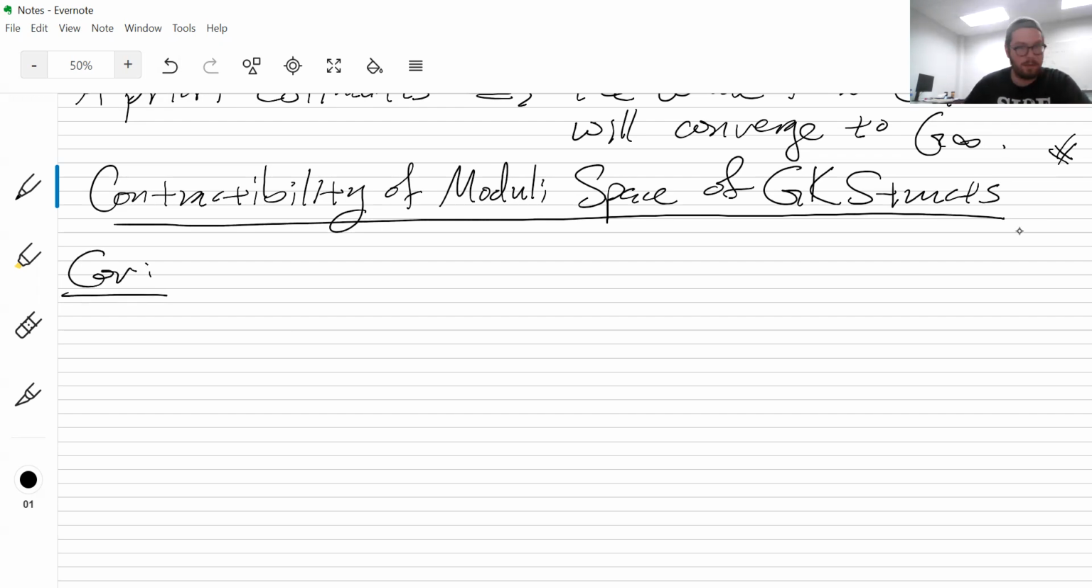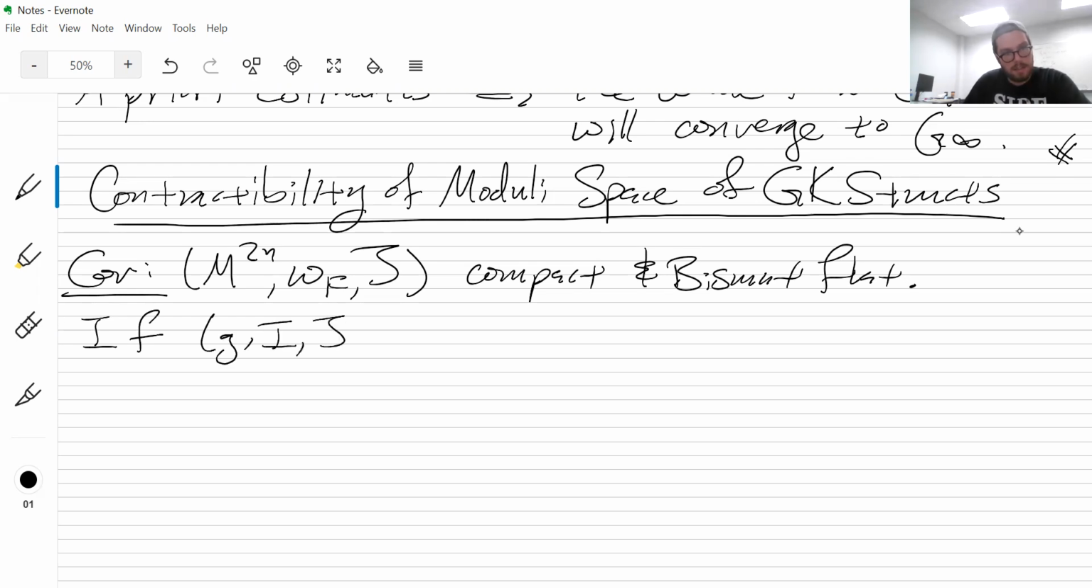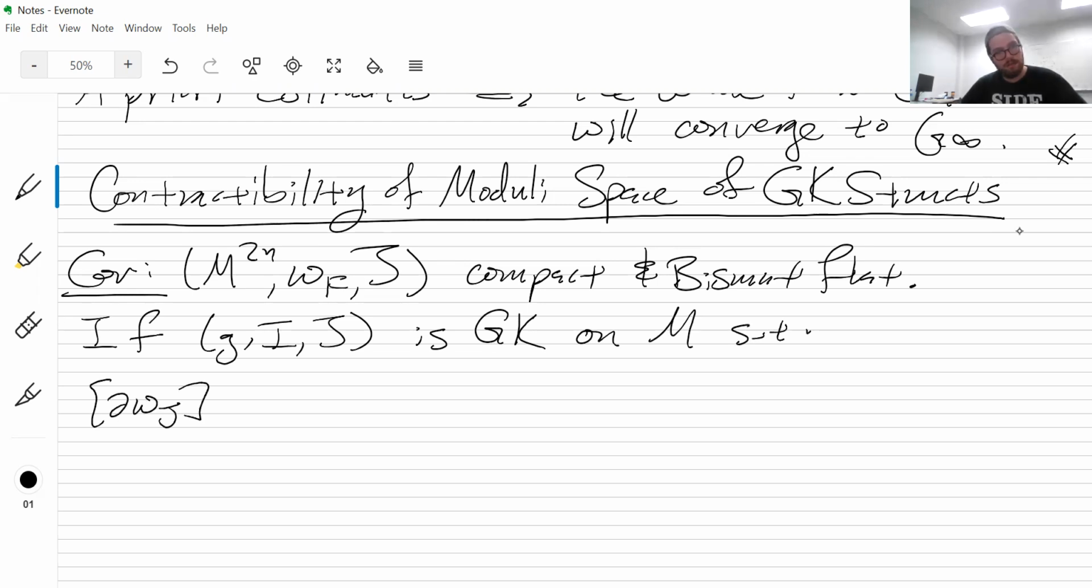So just a quick corollary of the result we've already proved. If (M, I, ω, J) is compact, complex, Bismut flat, and if (g, I, J) is generalized Kähler on M, a generalized Kähler structure on M such that the J Kähler form of g is cohomologous to the flat background metric, right? In H^{2,1} ∂-bar.